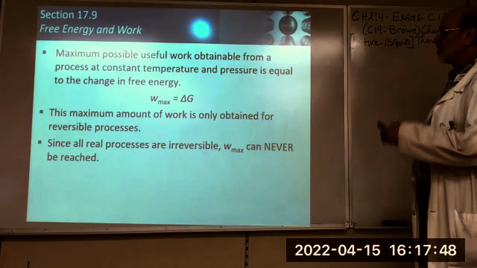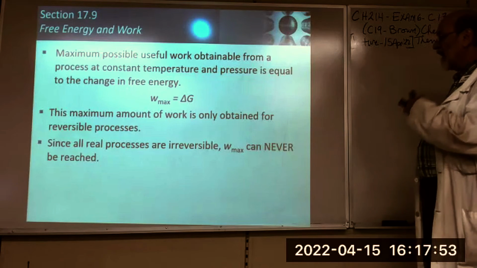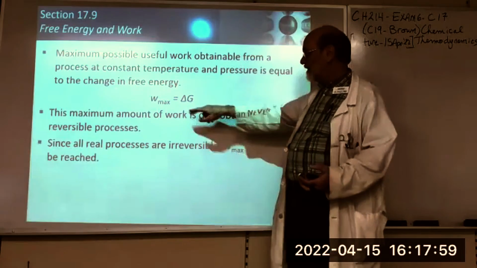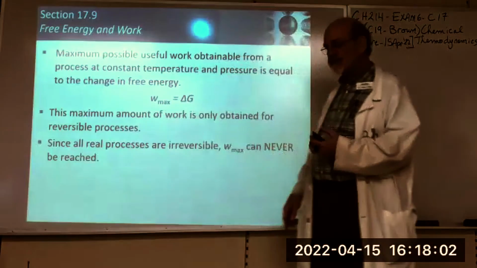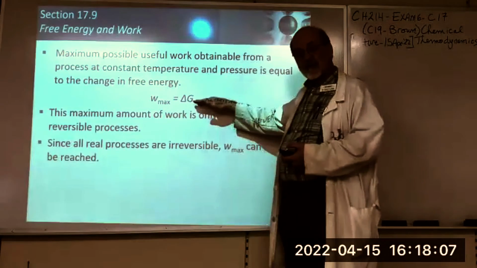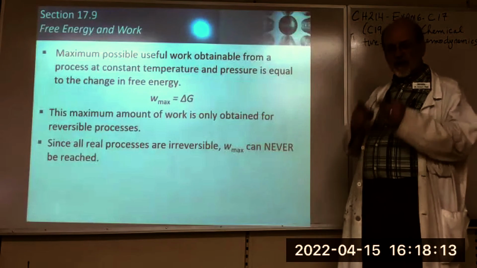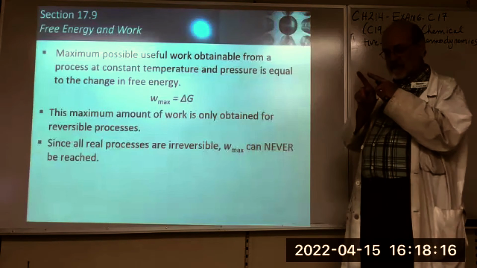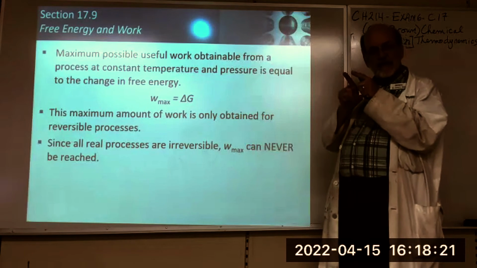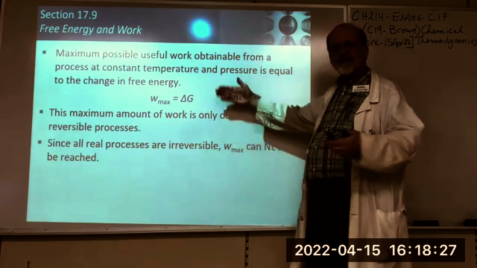So what is the maximum possible useful work obtained from a process at constant temperature and pressure? That's equal to the change in free energy. Right? So here it is, change in free energy. That's the maximum amount of work that can be obtained. Now, the maximum amount of work can only be obtained from reversible processes. In other words, the change has to be infinitesimally small. If you get bigger than that, then you lose. You don't get your maximum work out. So this is a theoretical situation.